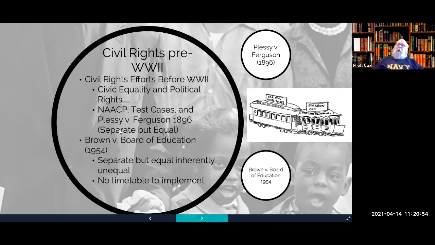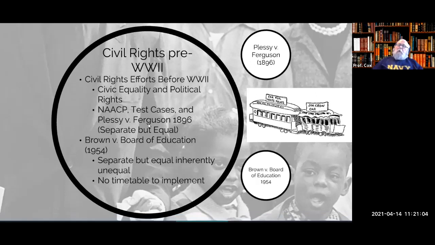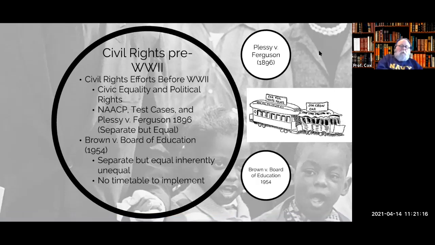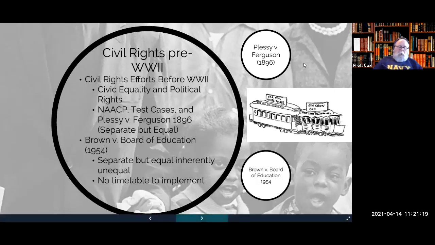But the case was appealed all the way up to the Supreme Court. Unfortunately, what the Supreme Court decided was that as long as the railroad provided equal facilities for blacks, then to keep them separate was constitutional. And so this is the decision, Plessy versus Ferguson, handed down in 1896.